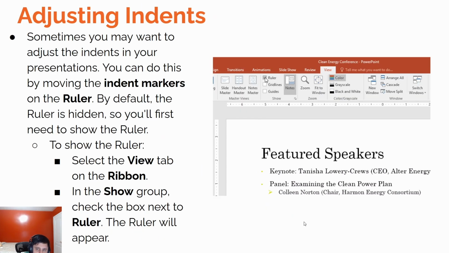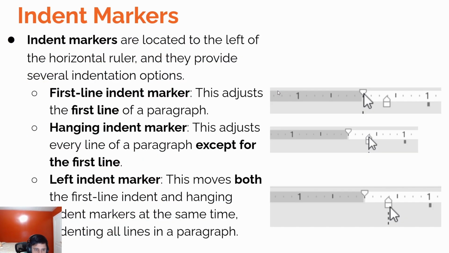We can also adjust indents, right? So sometimes you may want to adjust the indents in your presentations. You can do this by moving the indent markers on the ruler, and by default, the ruler is hidden, so you'll first need to show the ruler, and again, that's in the View tab. Then we can click on the ruler button.